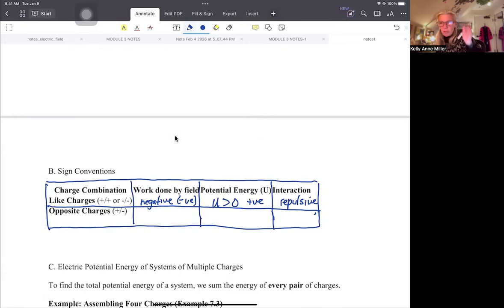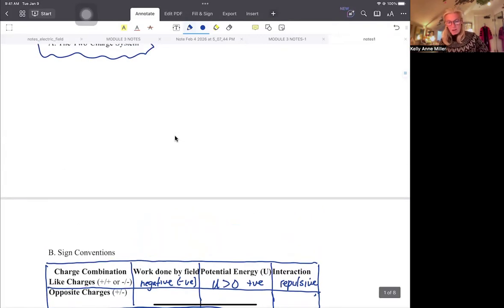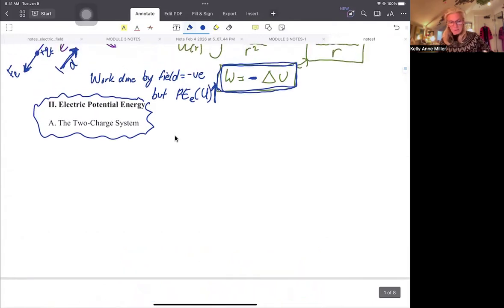As soon as your hand lets go of that charge, it would repel the big charge. Opposite charges, it's exactly opposite. If you have two charges that are oppositely charged and you force them together, the work done by the field is going to be positive, right? We can draw out that situation.